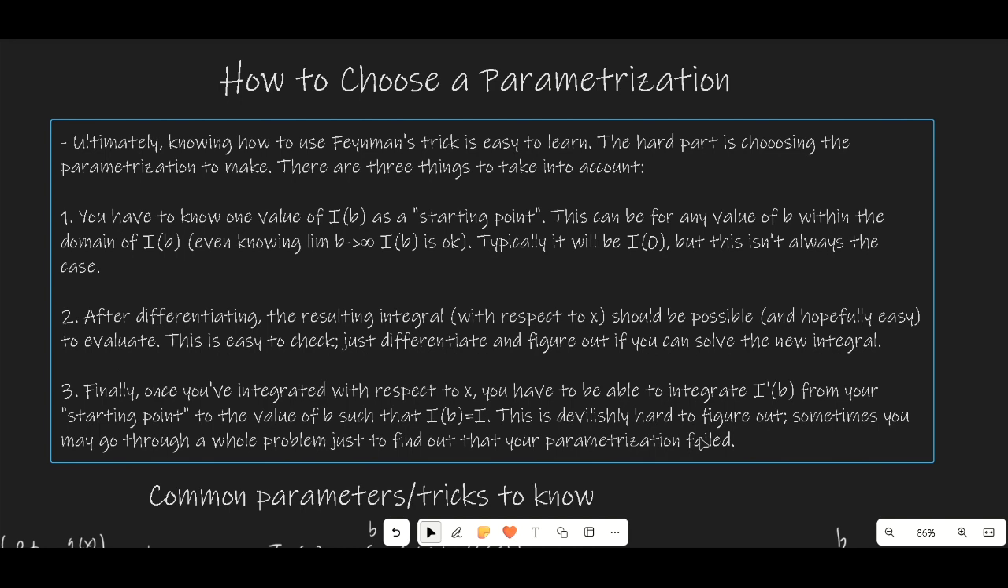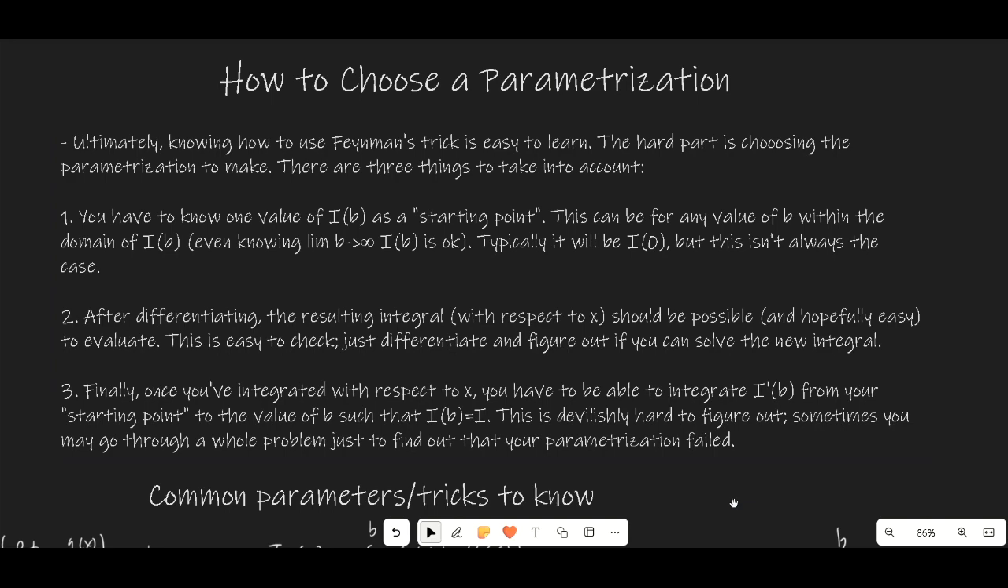It's really hard to see when you place the parameter whether or not, once you differentiate and then integrate, you're going to be able to integrate again. So this is really just trial and error. Obviously, you're going to get better at it the more you practice, and you're going to get a lot of intuition, but in general, this third step is where you're going to end up making the most mistakes, because those first 2 steps are really easy to check to make sure that they work, but this third step is really just going to be trial and error.